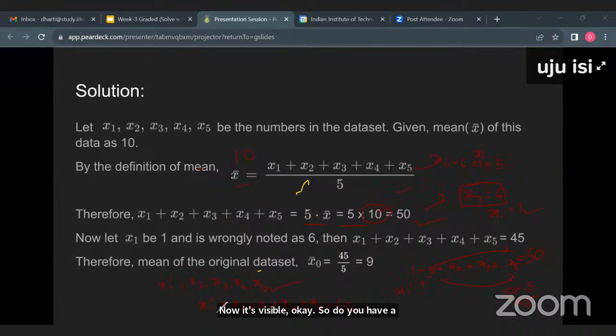Now my original data set is x1 dash, which is the original value 1, which was initially 6 by mistake. Okay. So the sum of these data points is 45. How will you calculate the mean of 5 data points? X bar is equal to, okay, sorry.